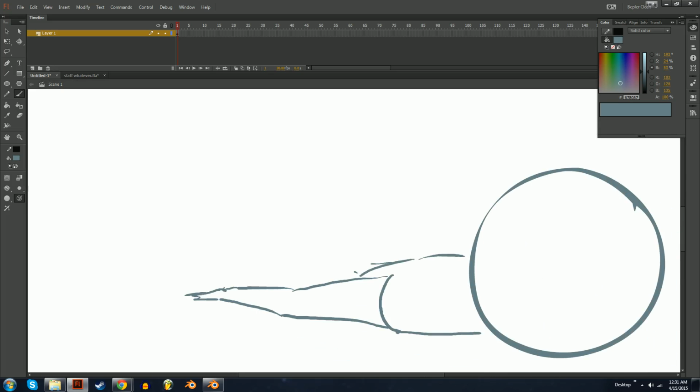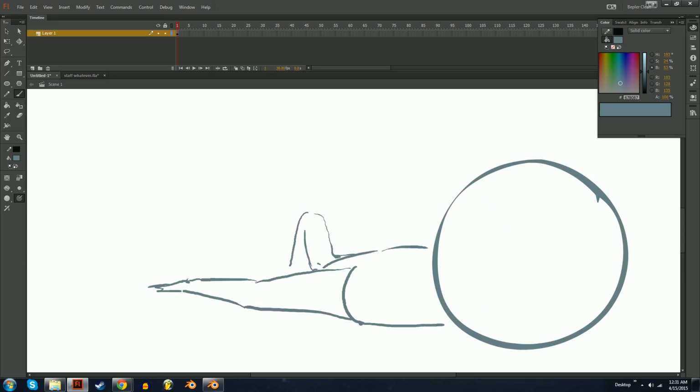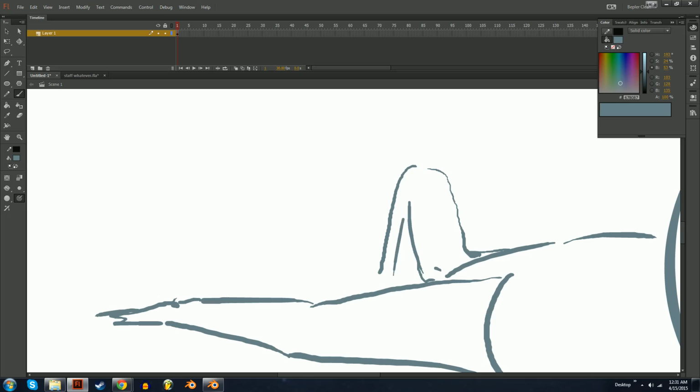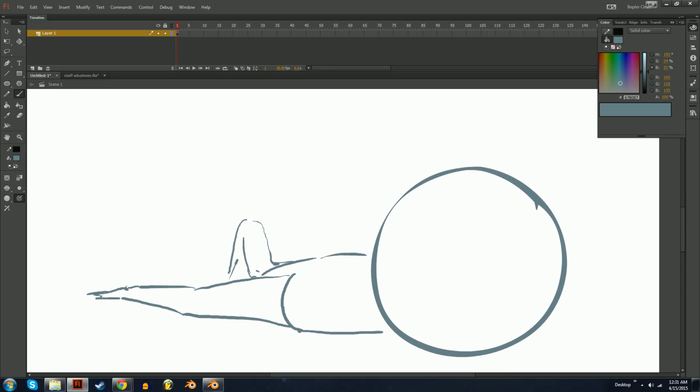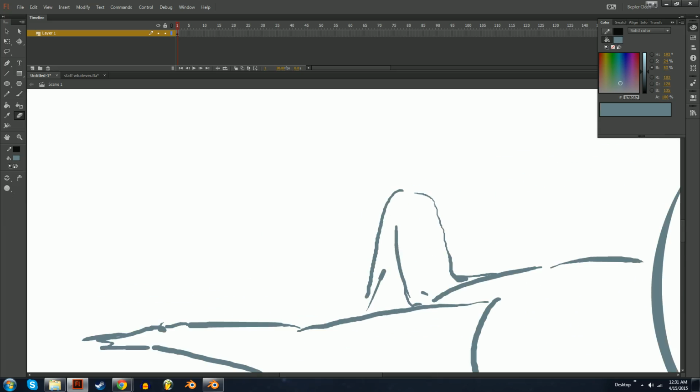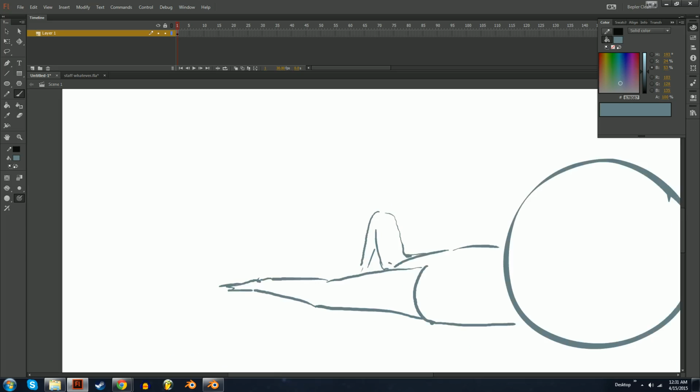Y'all ready for this? Brum, brum, brum, brum, brum. Wowzers. There you go. You know, actually, that's friggin' perfect. This is beautiful.